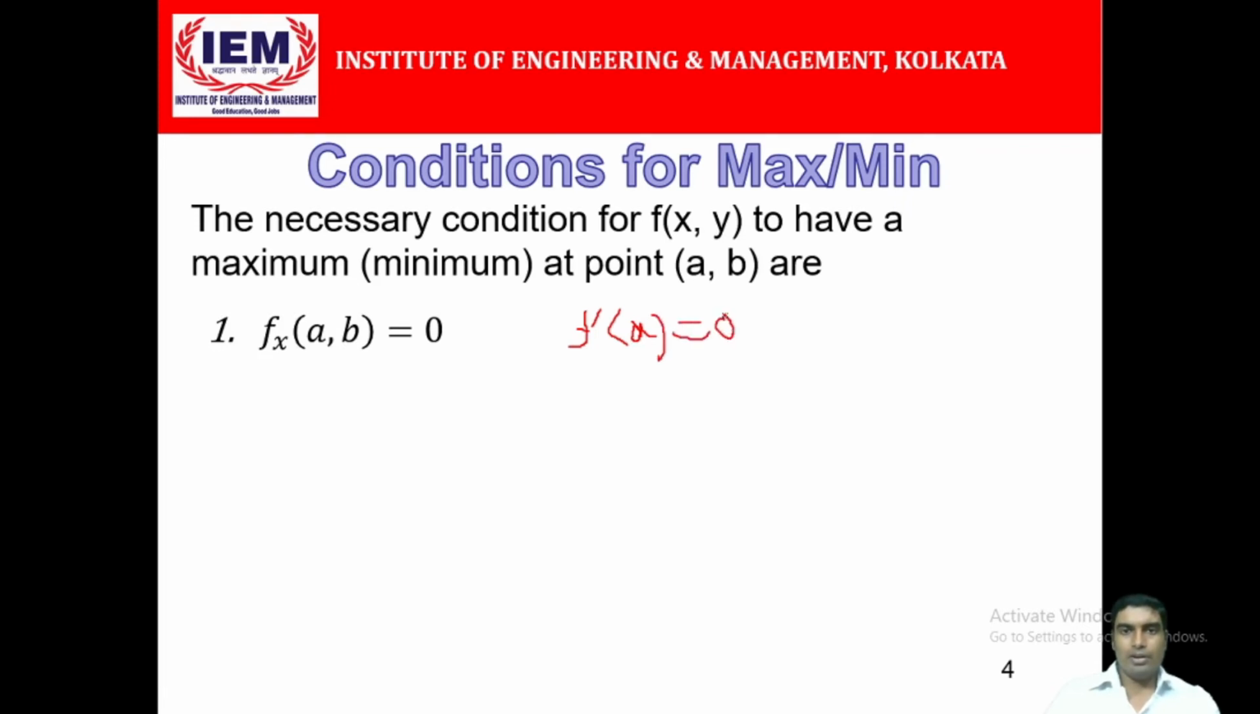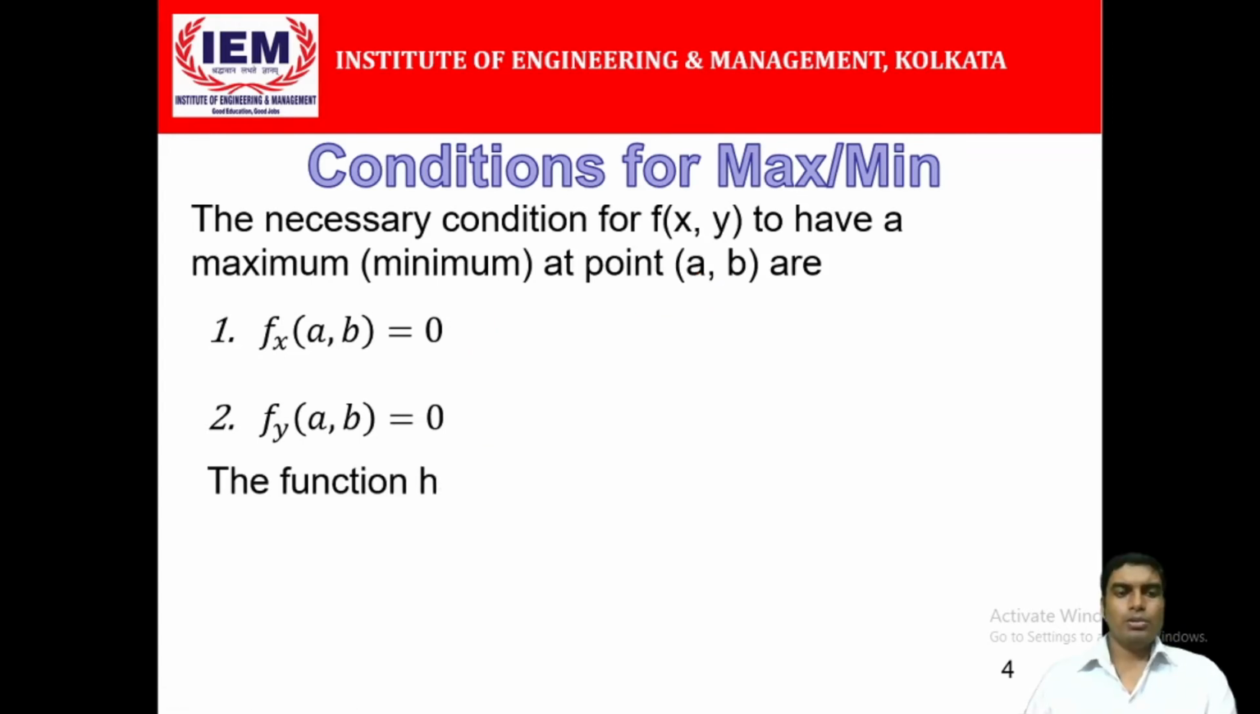So you have now two points, a and b. The partial derivative of this function with respect to x at that point should be 0 for this maximum or minimum point. Also, the partial derivative of this function with respect to y should be 0. So this is the necessary condition that this function will have a maximum or minimum value at this point (a, b).